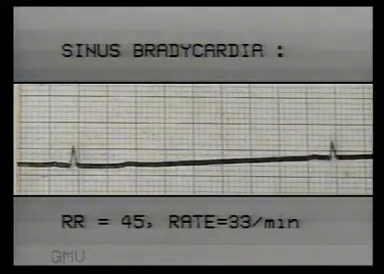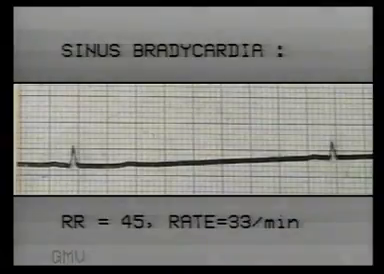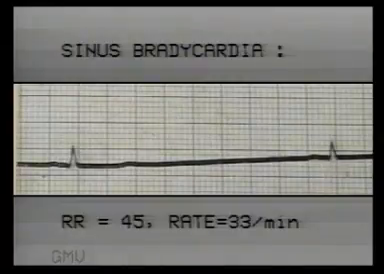This is another recording of sinus bradycardia with heart rate of 33 per minute. The RR interval is 45 millimeters. Note the normal P waves and normal PR intervals. Sinus bradycardia is seen in athletes during sleep and with drugs like beta blockers.